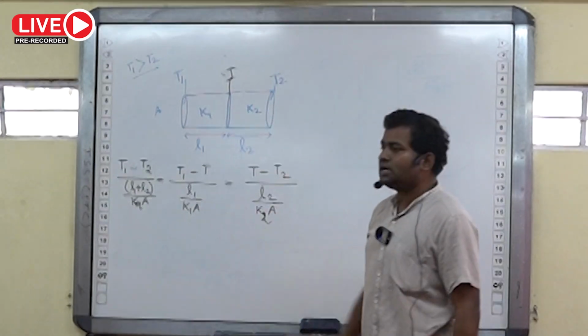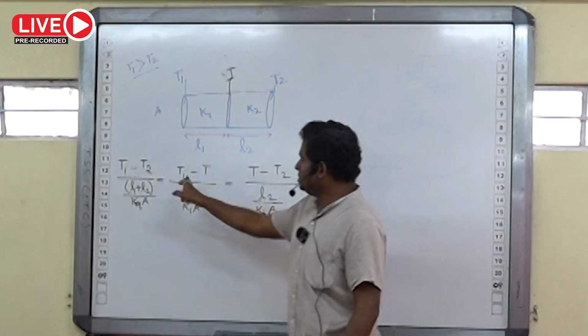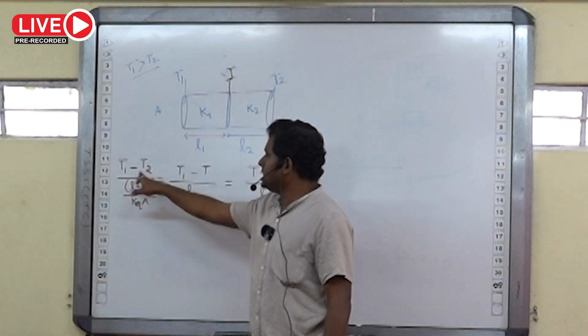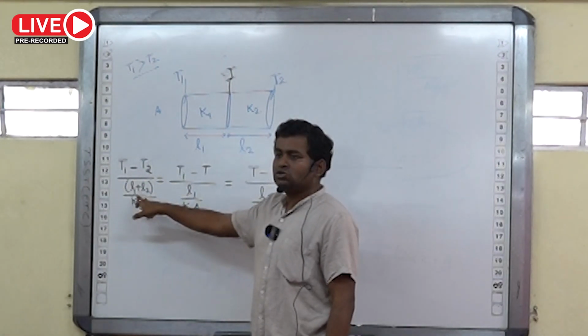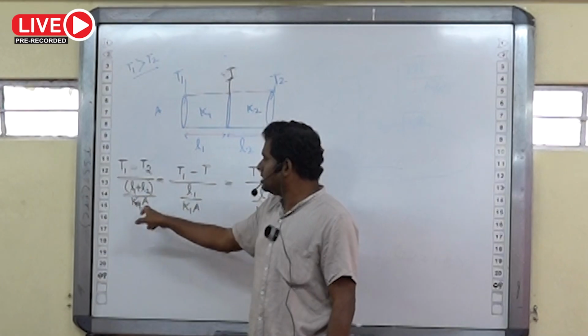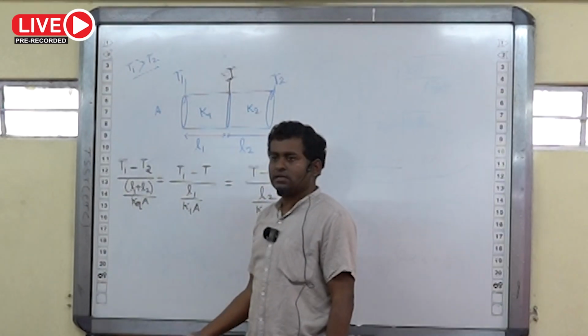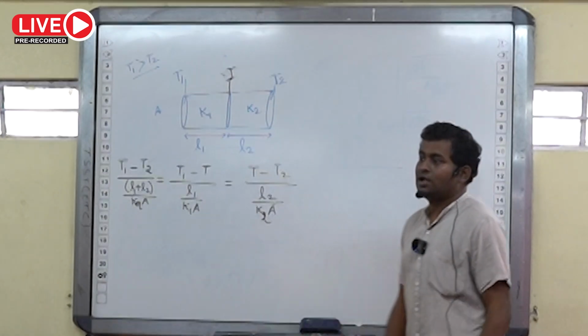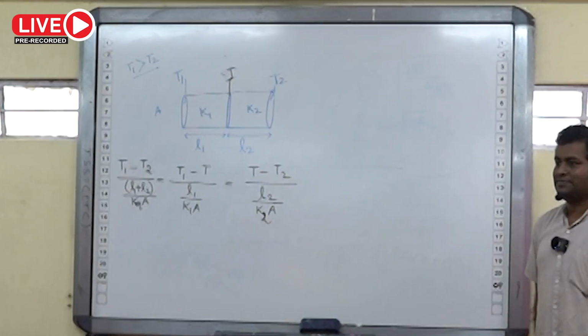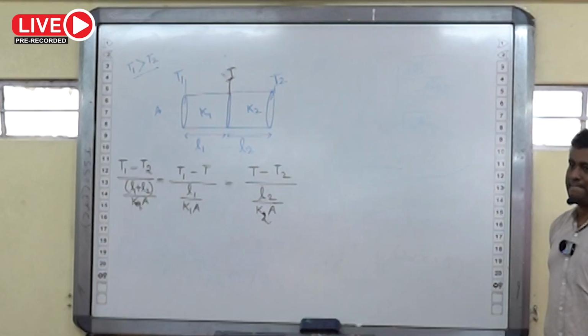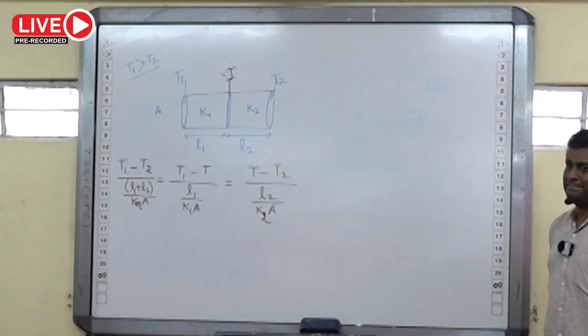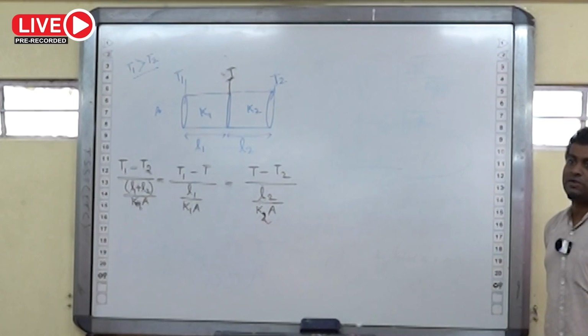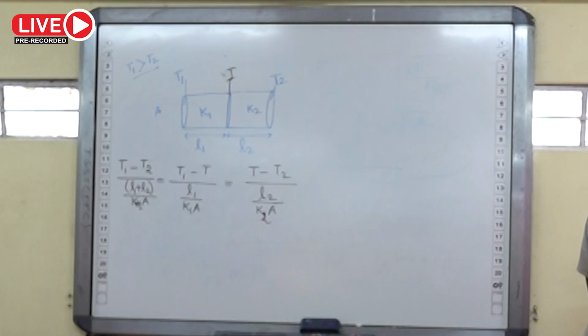So then we can write the same current is there. So this is the expression for the current. So we write T1 minus T2 divided by the total length of the new slab divided by K equivalent into A. Then how to calculate? You have to calculate K equivalent from this.